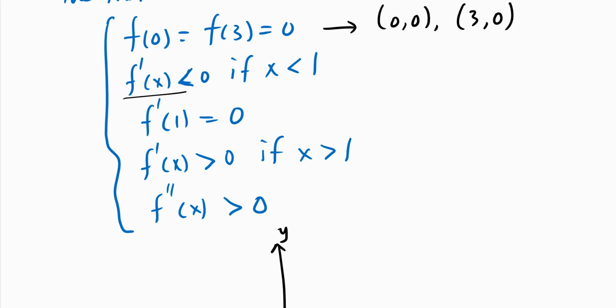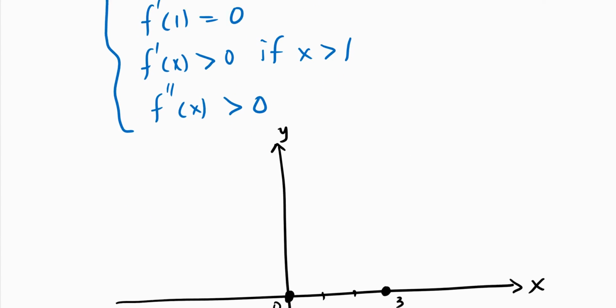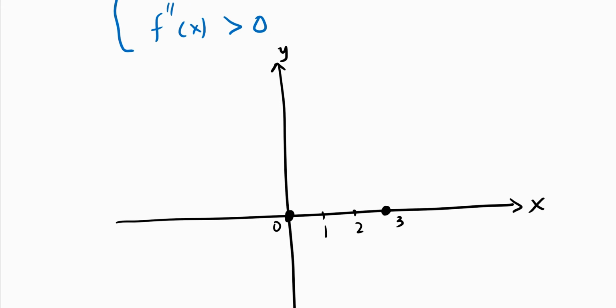f prime of x less than 0. What does this tell me? This tells me the graph is decreasing when x is less than 1. So this is 1. Anything to the left of 1 is going to be decreasing. And remember, the graph must go through the origin. So decreasing, again, it could mean like this, or it could mean like this. Either concaves up or concaves down.